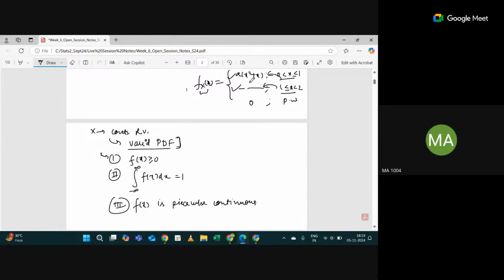If you want to find the probability of A union B, that is the probability of A plus the probability of B. Whenever A and B are disjoint, then you can write the probability of A union B equal to P(A) plus P(B). So that is a different thing.